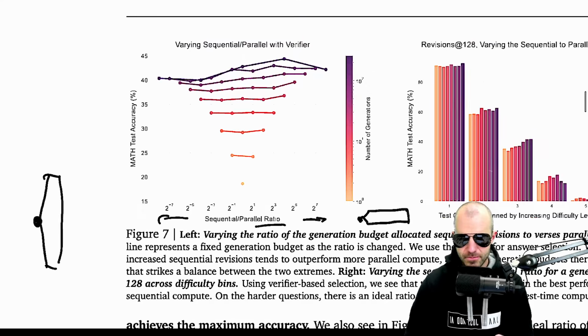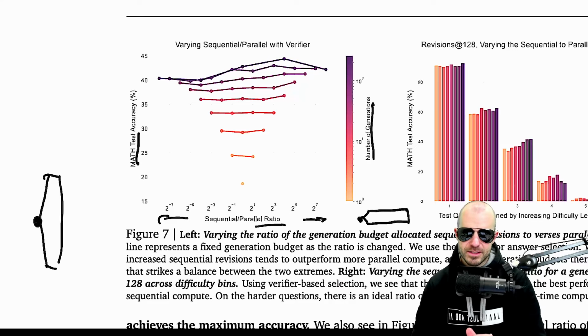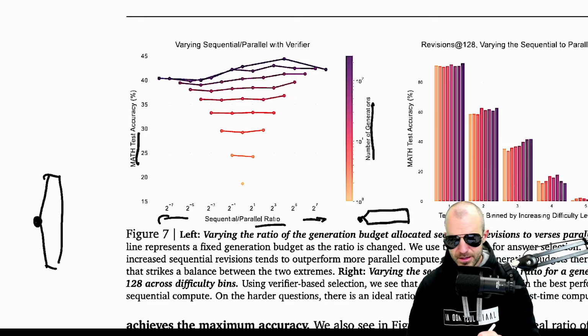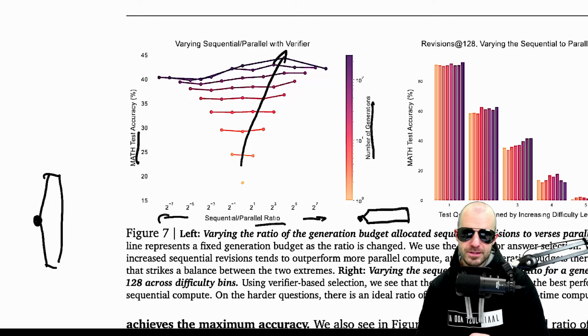So which one's better? Again, they define it by number of generations, so this is kind of compute budget, if you will, according to the color. And the y-axis is the test accuracy. So you can see that there is sort of a trend, if I had to draw this, it would be something like this right here. Okay, so it leans towards the sequential.